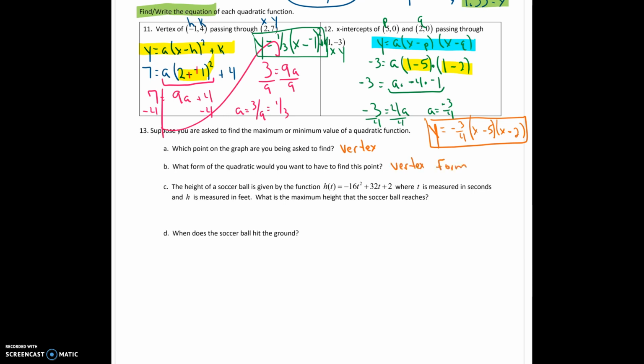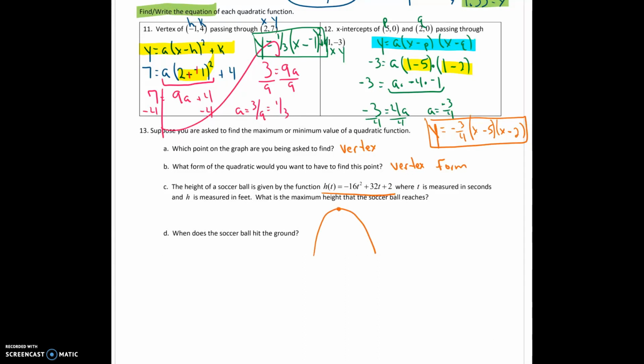And so now the height of a soccer ball is given by the function, and here it is. And t, that's like our x, that's our time, measured in seconds. And h, that's like our y, measured in feet. So we want the maximum height. So if they kick a kickball and it goes like this, what I'm looking for is this.